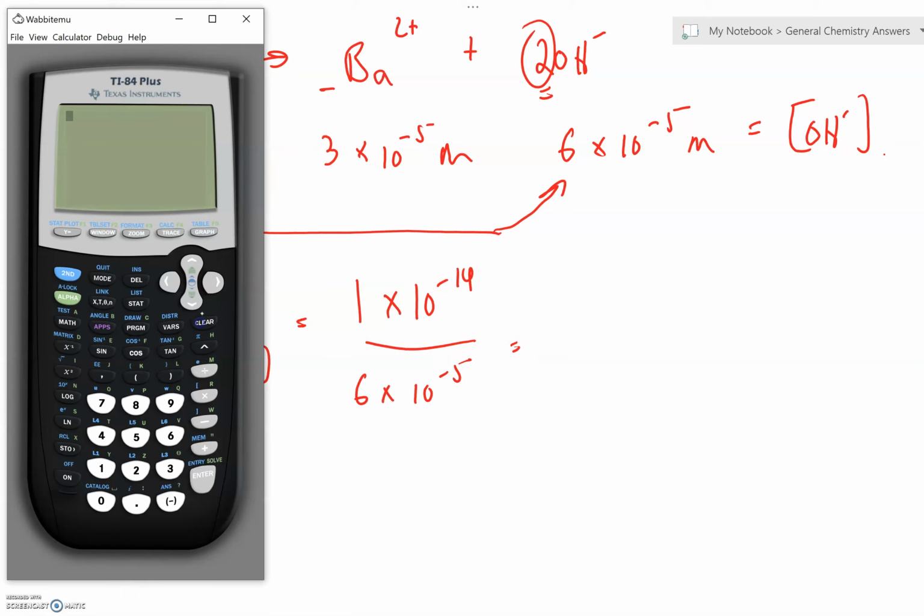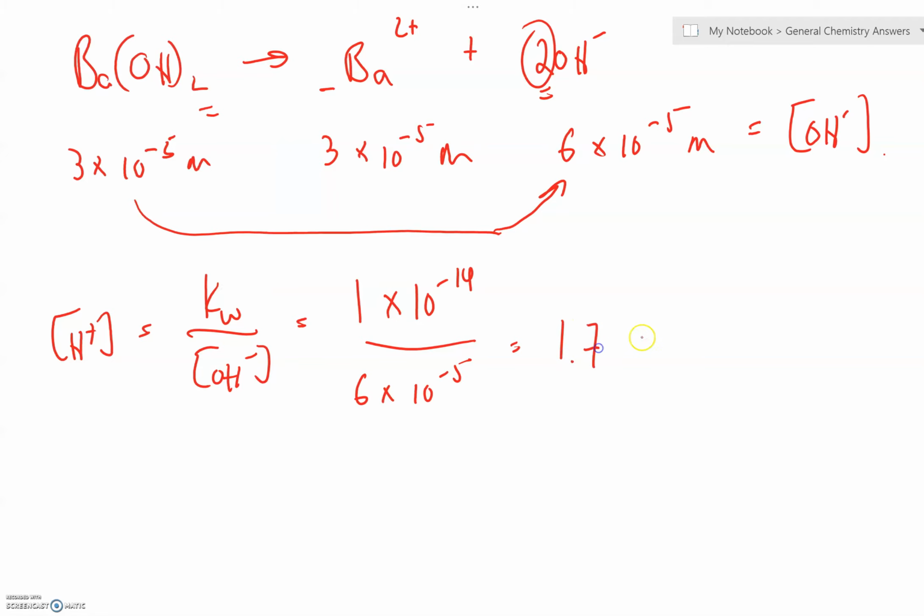Bust out your calculator. So we're going to say 1 times 10 to the negative 14th divided by, in this case, 6 times 10 to the negative 5th. There's our answer, ladies and gentlemen. Feel free to round. 1.666666 times 10 to the minus 10th. We're going to round that to 1.7 times 10 to the minus 10th. Okay? That's all we're doing. Easy peasy.